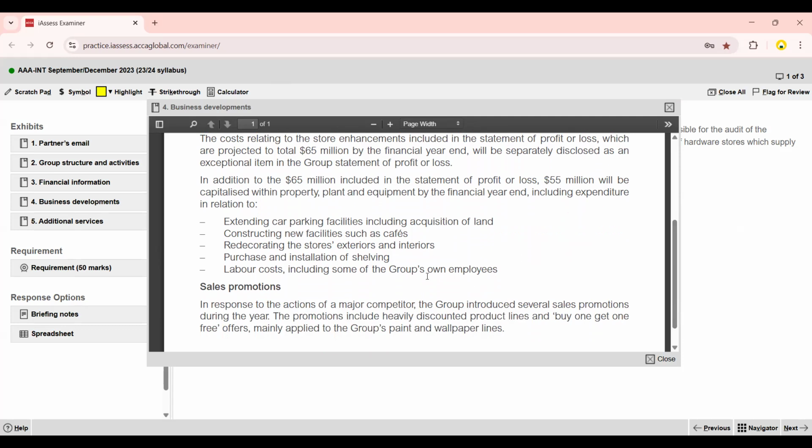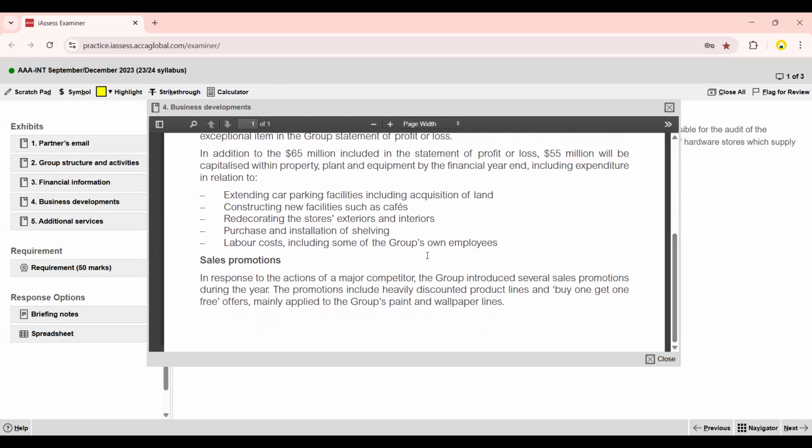We will have to write a point on why personnel employee costs are capitalized. This is not a valid point.